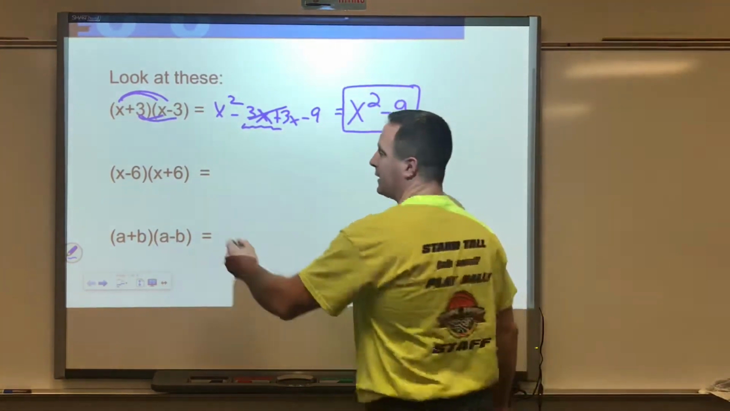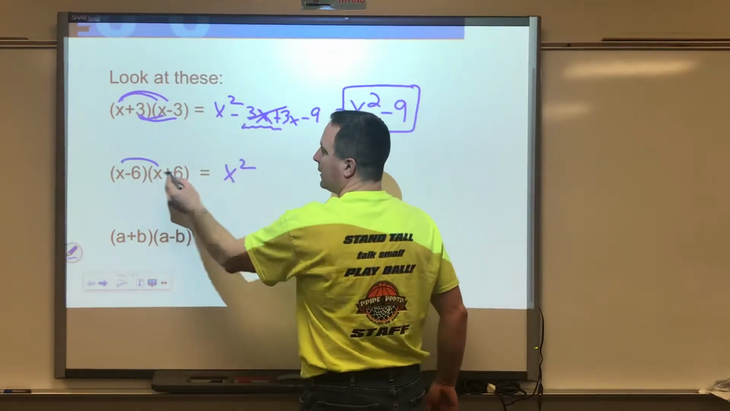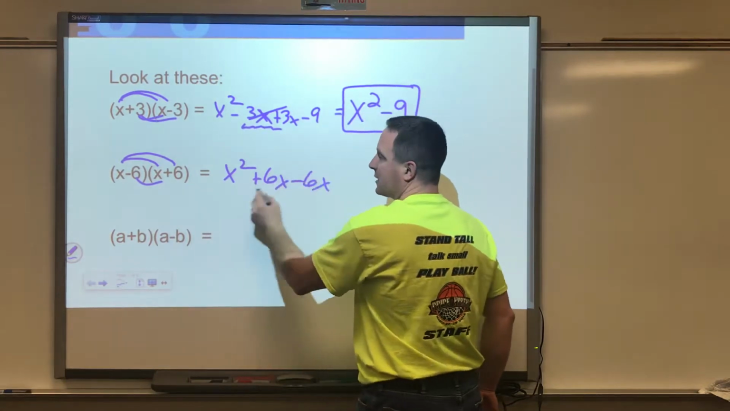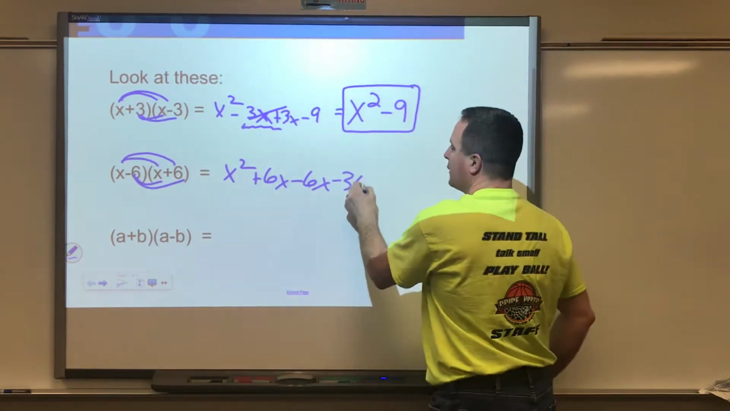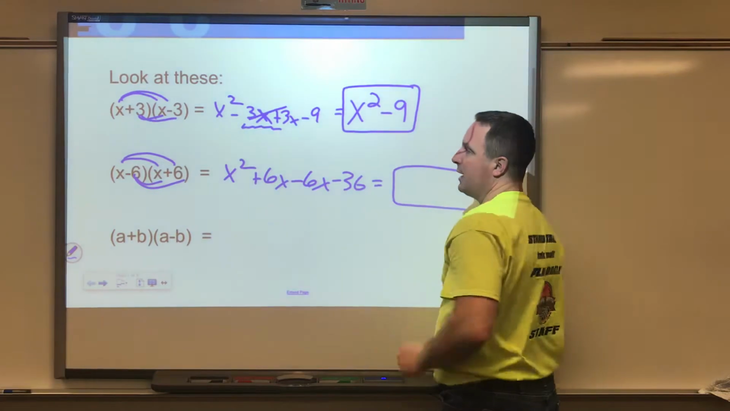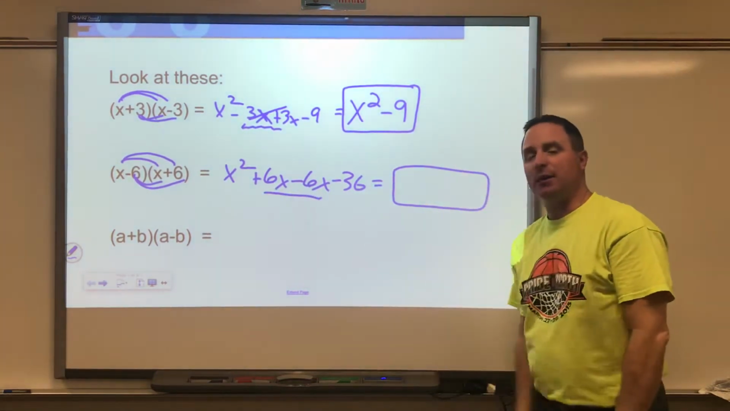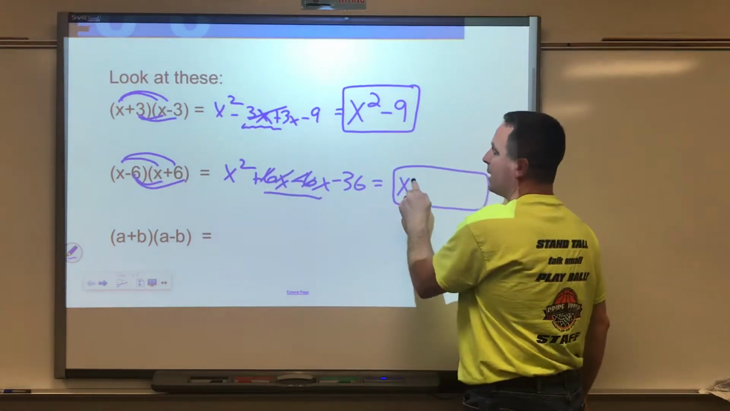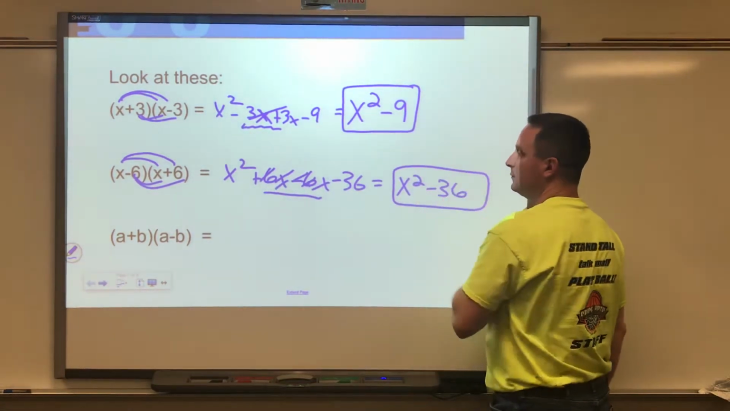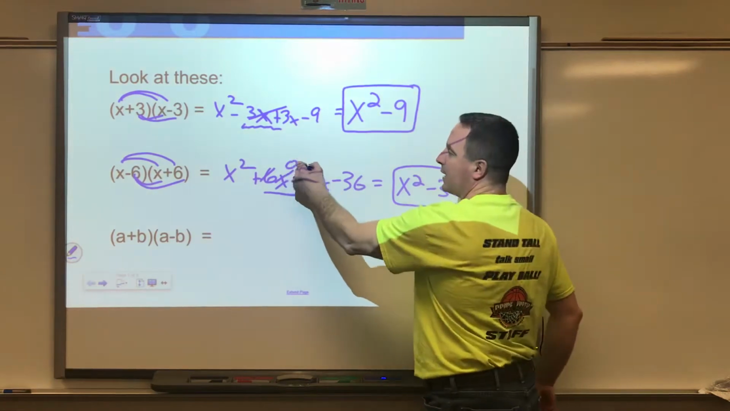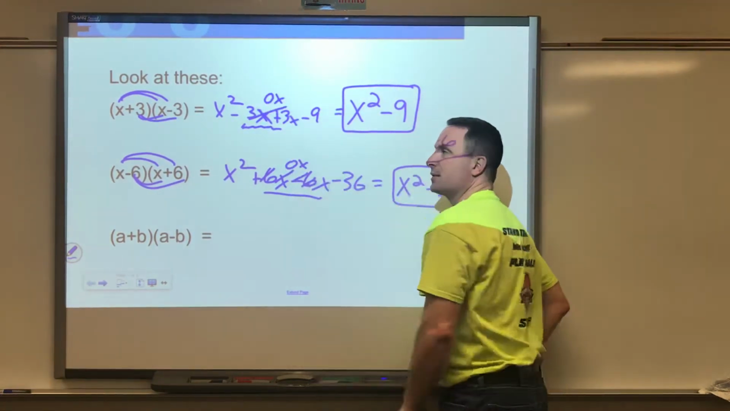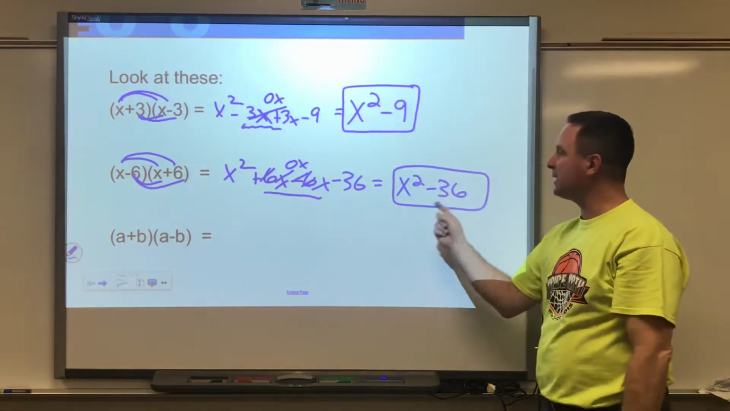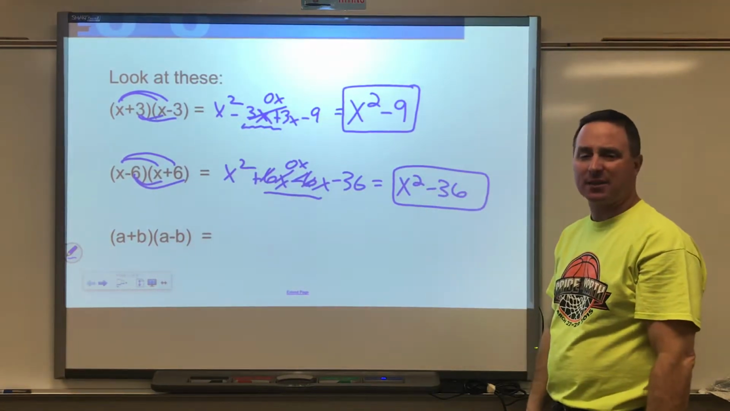Look at this middle one. If I do the same thing, x squared, then I get a plus 6x and a minus 6x and minus 36. And once again, if you look at the middle terms there, what happens with those middle terms? Positive 6 and negative 6 go away. Essentially it's 0x here in the middle. Up here it was also 0x. But we don't write 0x's in the middle there. Just two terms, x squared minus 9 and x squared minus 36.